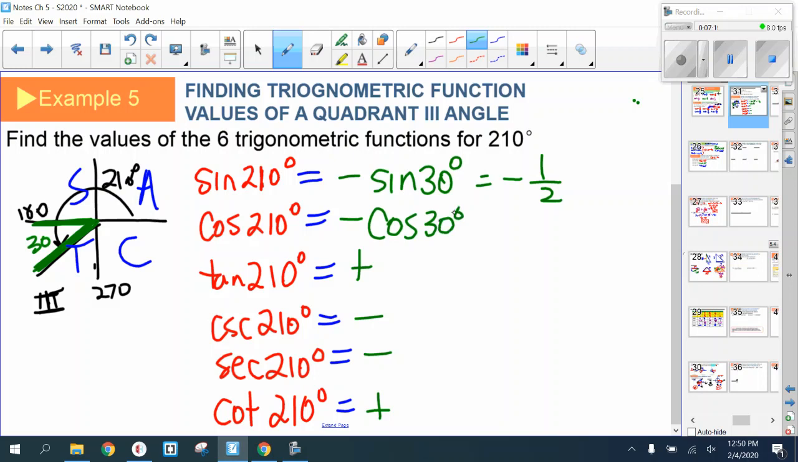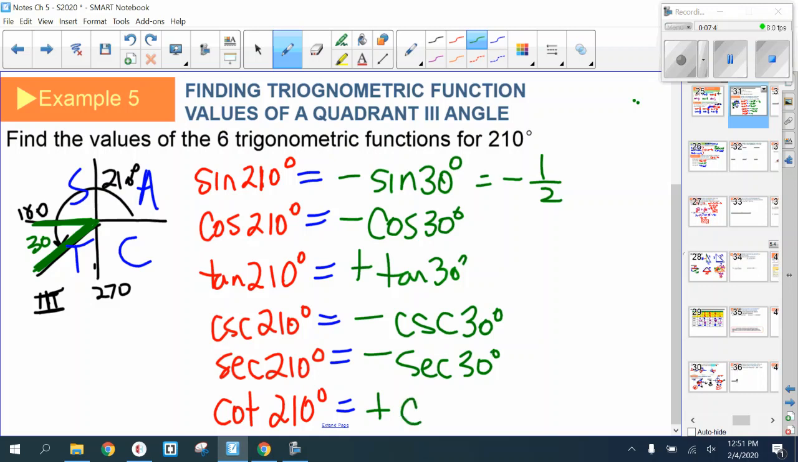Let's go ahead and fill all those out. Tangent 210 is going to be positive tangent 30 degrees. And cosecant 210 is negative cosecant 30 degrees. Secant 210 degrees is negative secant 30 degrees. And cotangent is going to be positive cotangent 30 degrees.